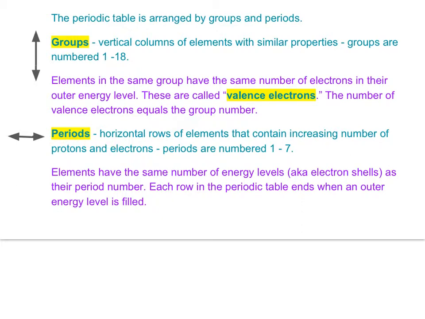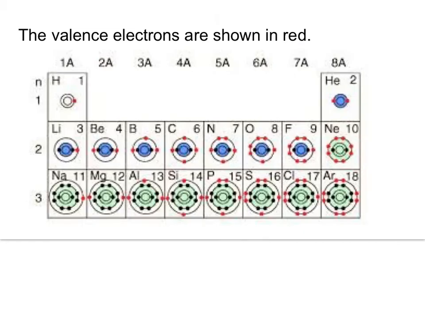Periods are the horizontal rows of elements containing an increasing number of protons and electrons, and periods are numbered 1 through 7. So each of the rows, as we go across, those are numbered 1 through 7. Elements have the same number of energy levels, aka electron shells, as their period number. Each row in the periodic table ends when an outer energy level is filled. Now let me show you what these actually mean on the periodic table.